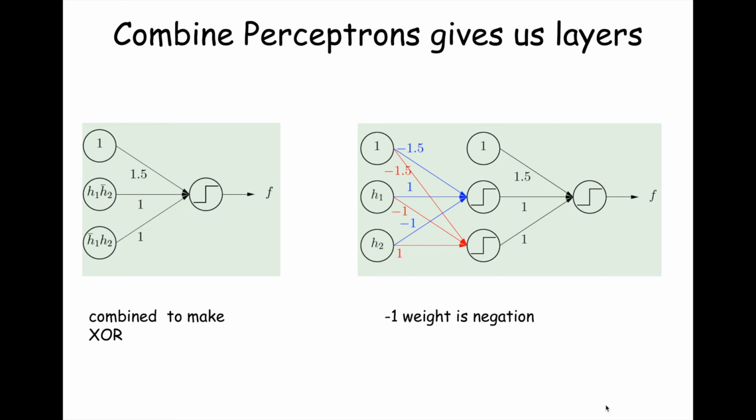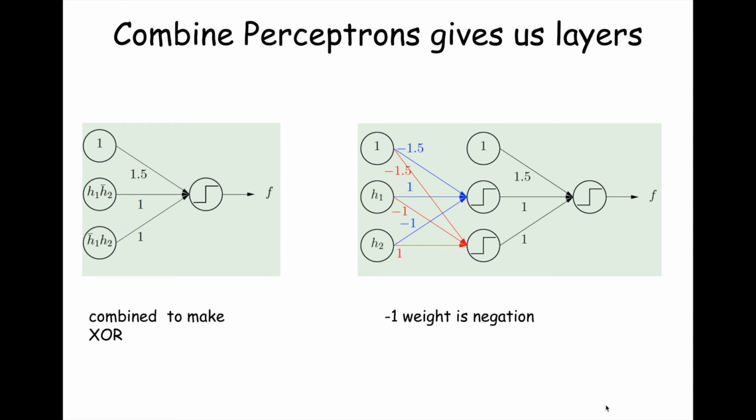Likewise, H1 bar ANDed with H2, that's implemented in this lower middle layer node. And here we have H1 bar, so H1, that red edge, that's -1, so it's H1 bar. And here's H2, we're ANDing them together. Does that make sense?